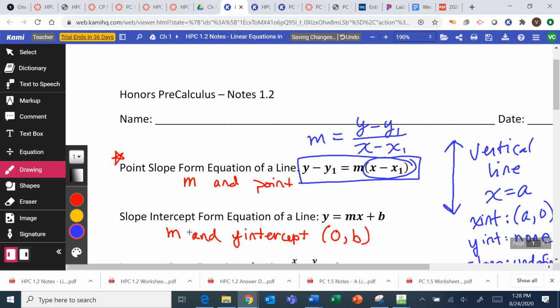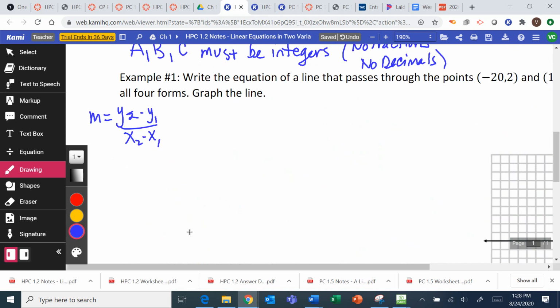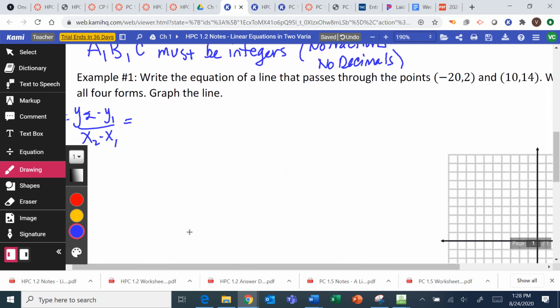So that is one way that you could also just use one equation to find multiple things. All right, so we have 14 minus 2 over 10 minus negative 20, so 12 over 30. If I ask you the slope and you write 12 over 30, will you get it correct on Canvas? You will not. Why? It's not simplified. We're going to reduce it, and it ends up being 2/5.